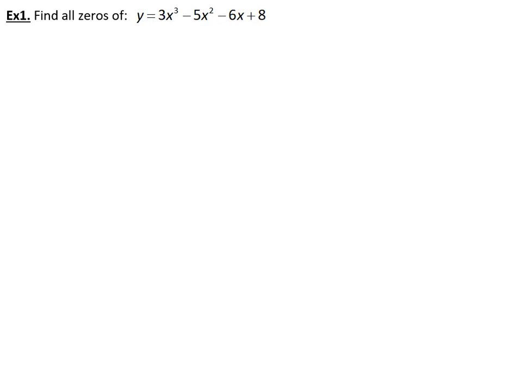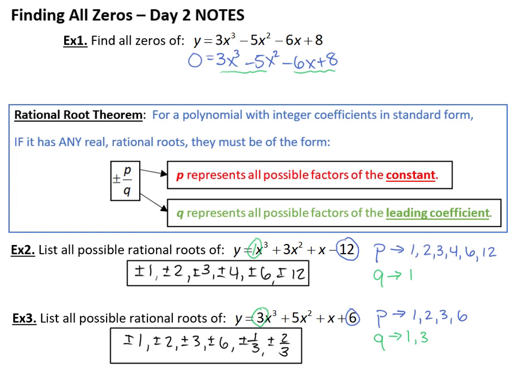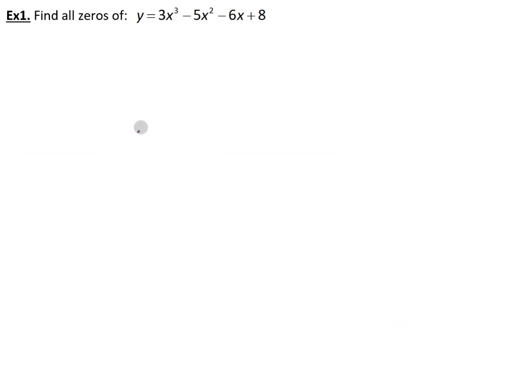Okay, so this is the original example, the one back on the previous slide that we worked on in the beginning. This is example 1, and we're going to go ahead and find all of our zeros. The first thing to do is list all of our possible rational roots. So let's list all the factors of our constant: 1, 2, 4, and 8. Then we want all of the factors of our leading coefficient. All the factors of 3 are just 1 and 3.